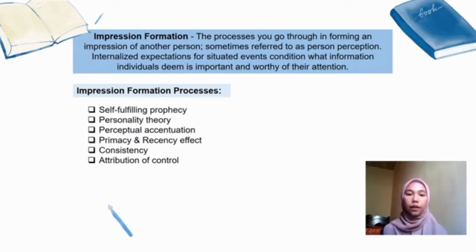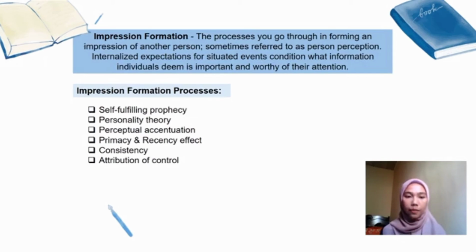Okay, the second is personality theory, the rule that tells which person's characteristic is better than another's. There are two effects, the halo effect and the reverse halo effect. The halo effect is the positive effect that you see from the person, and the reverse halo effect is the negative effect. Perceptual accentuation is what you expect from the person, what you see as the strength or weakness of the person.